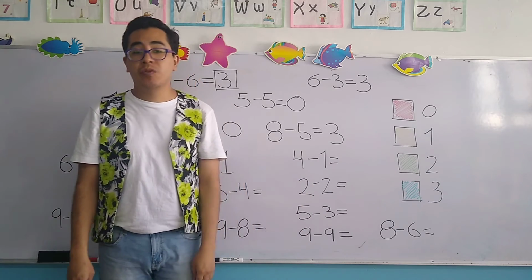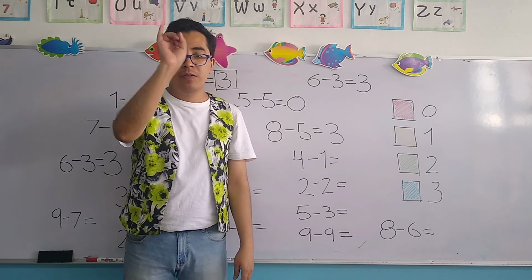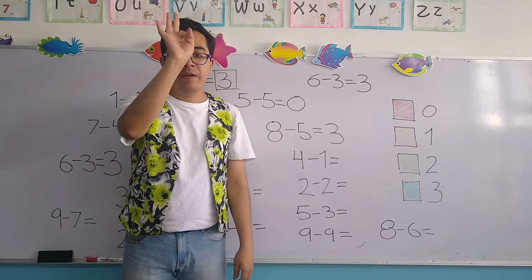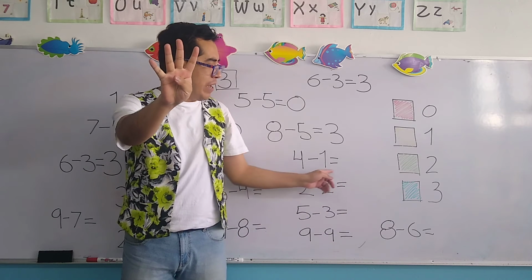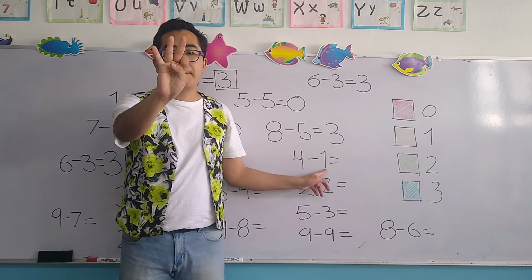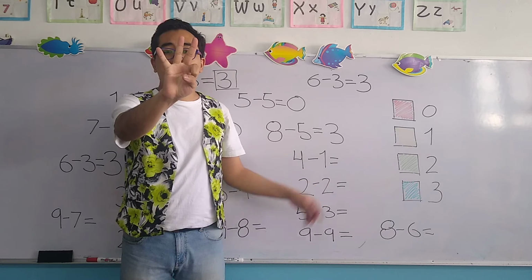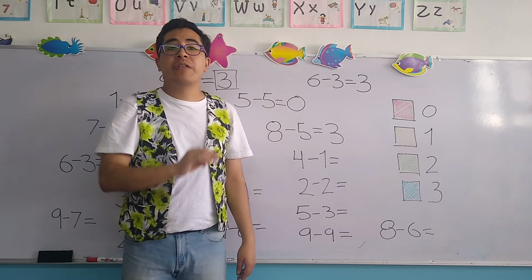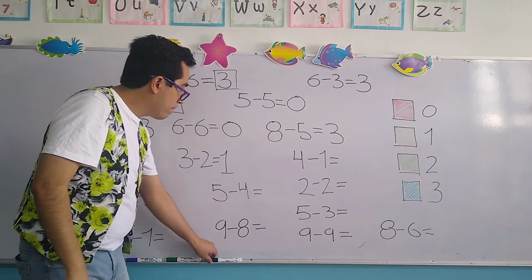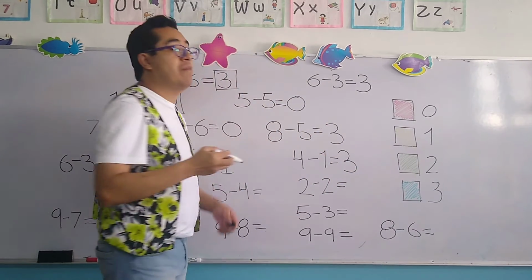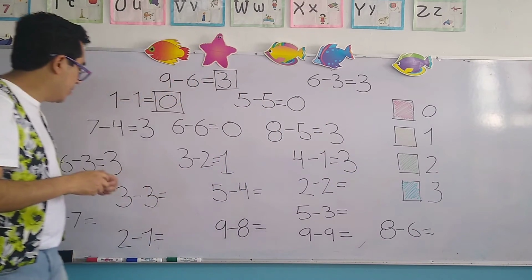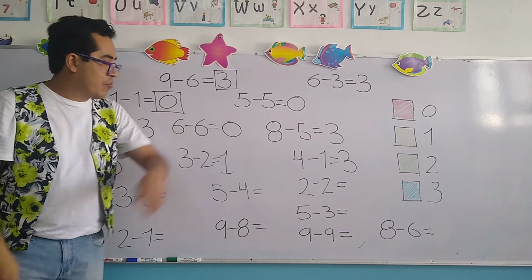4 minus 1. 1, 2, 3, 4. And we have to remove, ¿cuántos tenemos que quitar? 1. What's the result? Number 3. So, we have number 3. Let's continue with the next row.